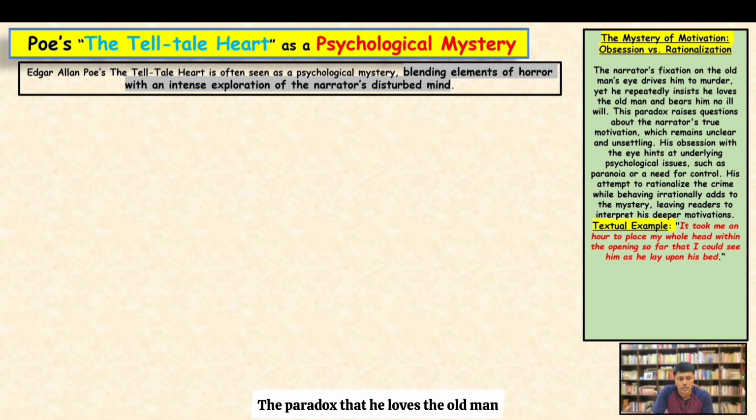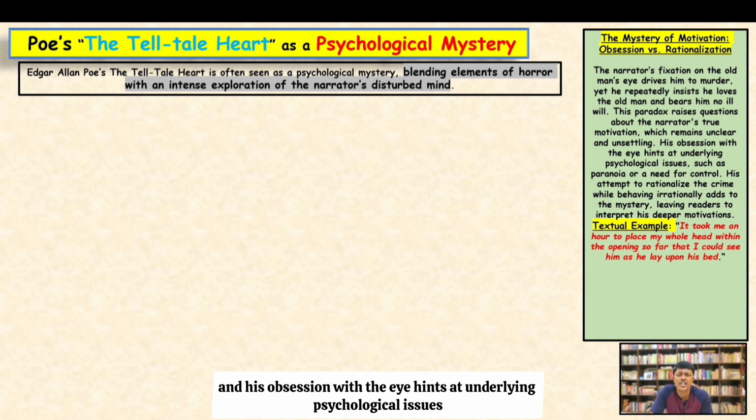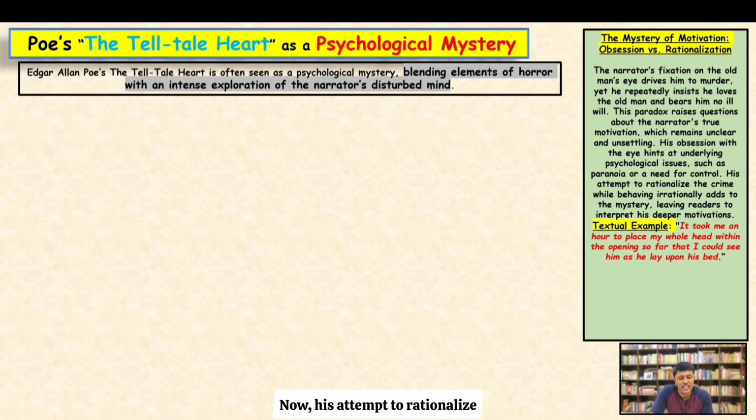The paradox is that he loves the old man, and simultaneously he wants to kill the old man. This paradox raises questions that remain unsettling, and his obsession with the eye hints at underlying psychological issues. Now, his attempt to rationalize time while behaving irrationally adds to the mystery. He wants to rationalize everything, but his behavior becomes irrational. This is irrational, this is mysterious. So, this creates the mystery.